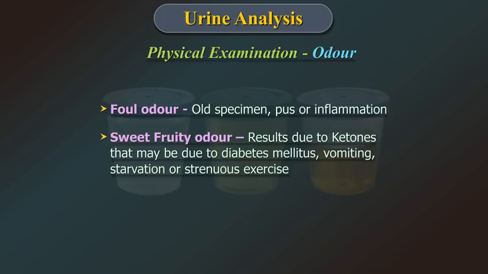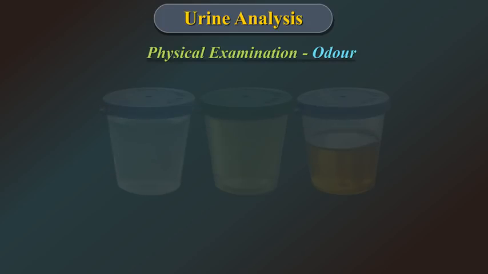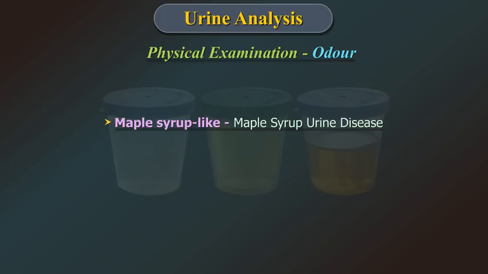A sweet, fruity odor results due to ketones that may be due to diabetes mellitus, vomiting, starvation, or strenuous exercise. A maple syrup like odor is present in maple syrup urine disease, thus the name. Fishy odor is seen in tyrosinemia.